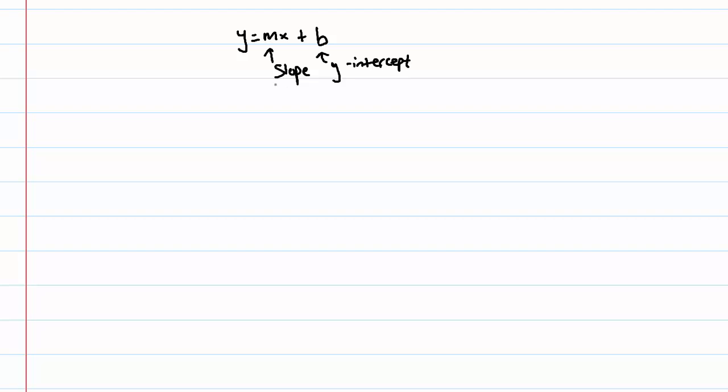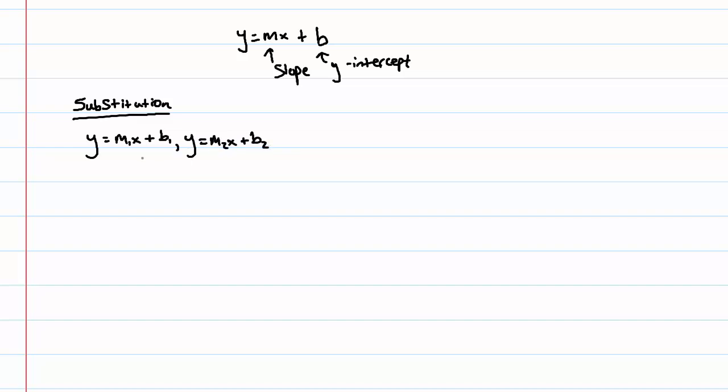Now, what does this mean by solving linear equations? Well, usually we're given two linear equations and we want to figure out the values for x and y in terms of m and b. There are two ways to do this. The first is substitution. So usually we're given two equations, y equals m1x plus b1, and y equals m2x plus b2.